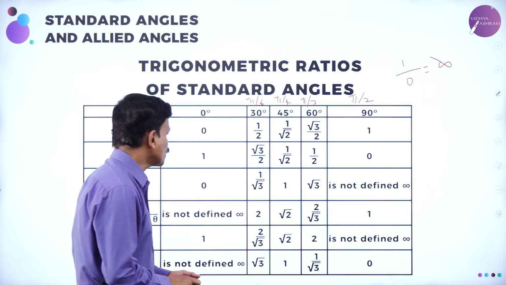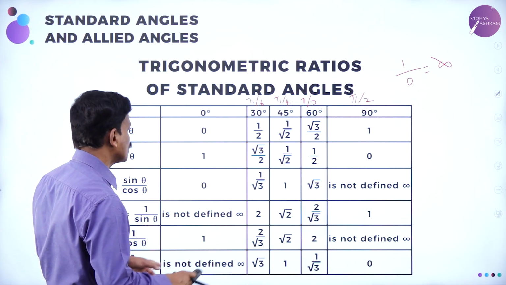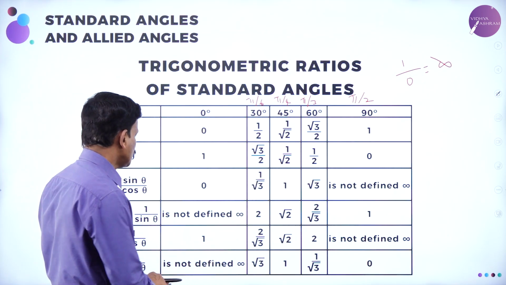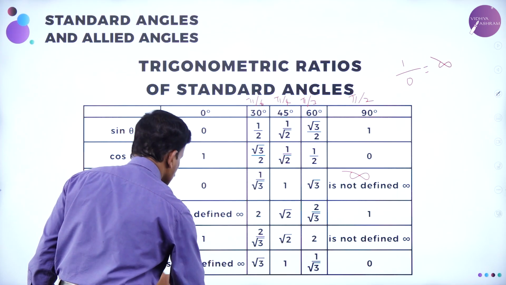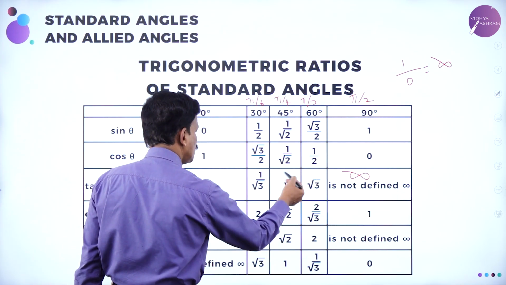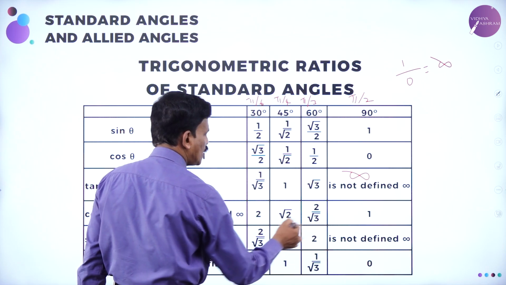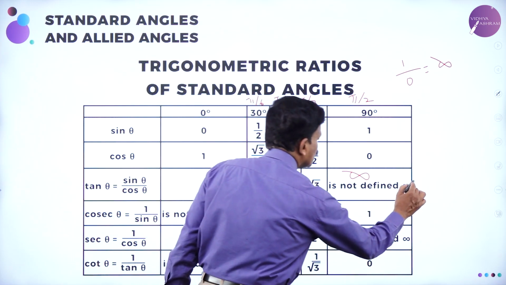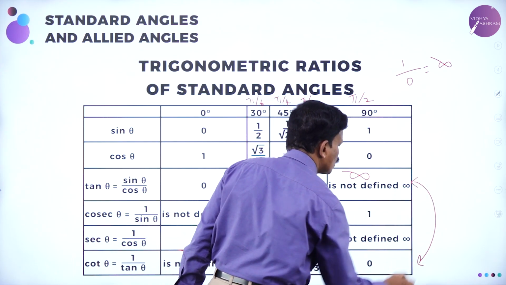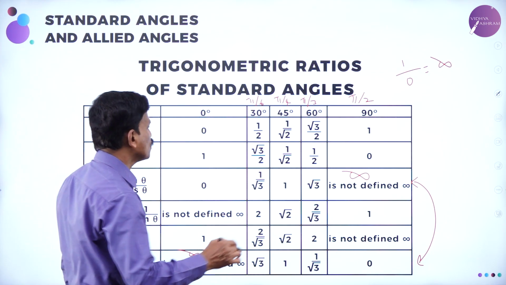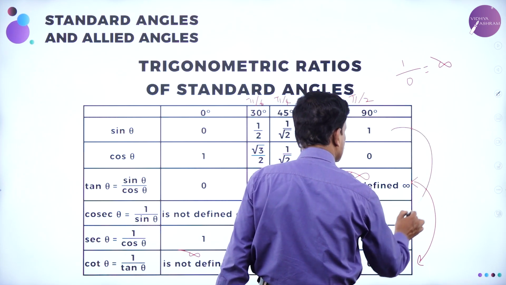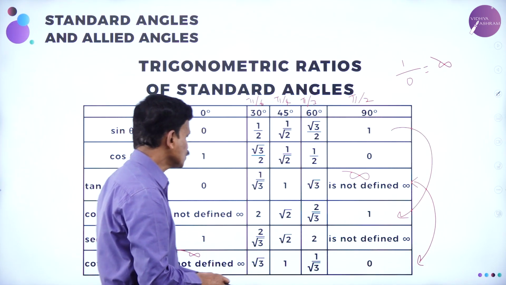Now, similarly for cot, if you reverse, you will get cot. So, infinity which is not defined, then root 3, 1, 1 by root 3 and 0. This is for cot. The reciprocal of tan will give the cot value. Similarly, cosecant is the reciprocal of sine. So, if you reciprocate sine, you will get cosecant.